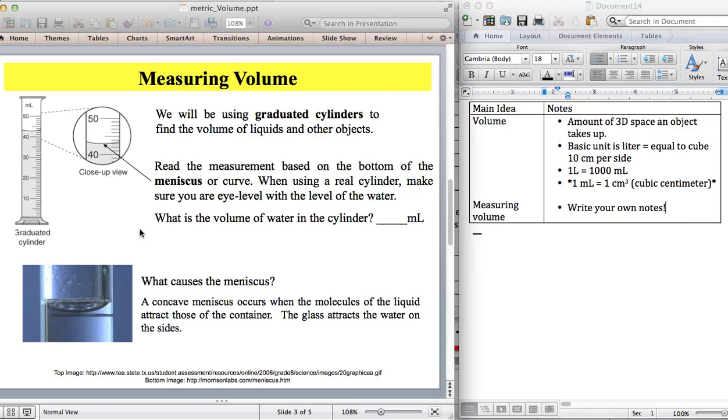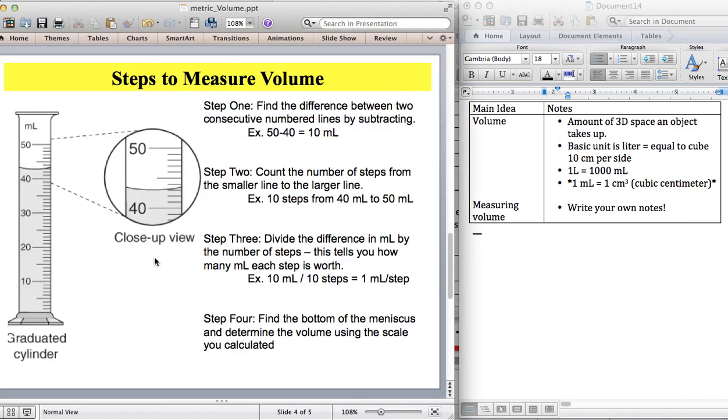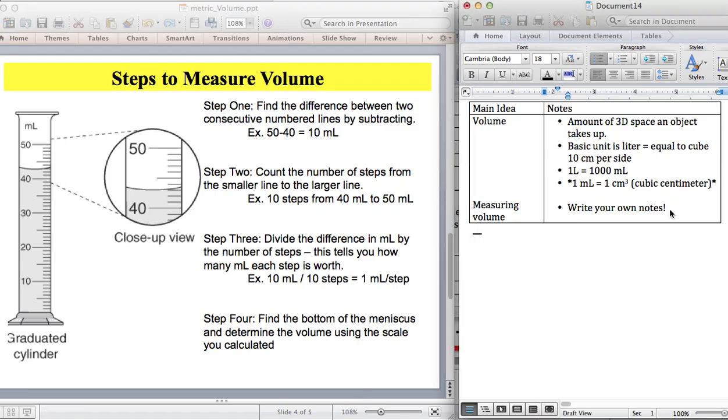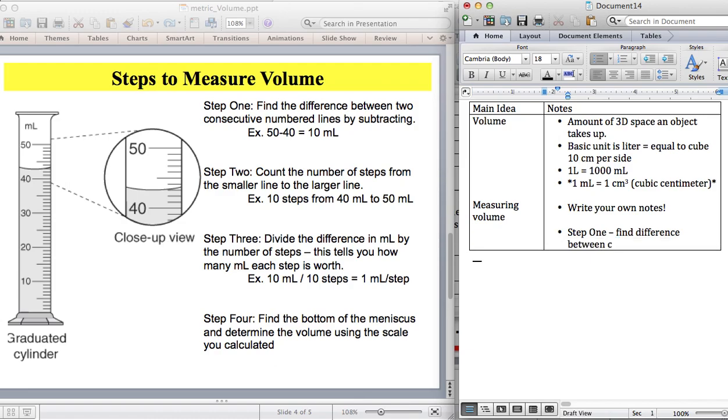So let's walk through and see step by step how to do that. All right, so steps to measure volume. Step 1 is we want to find the difference between consecutive, meaning in order, numbered lines on the graduated cylinder. So 50 and 40 are consecutive. They are in order. So 50 minus 40 gives us 10 milliliters.